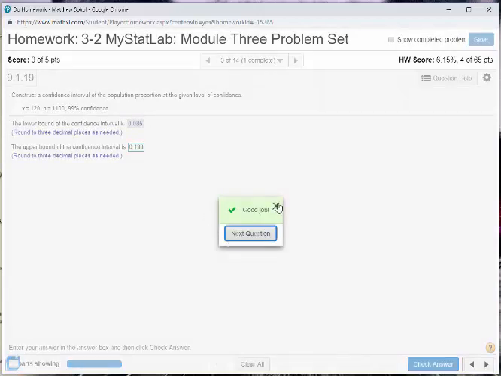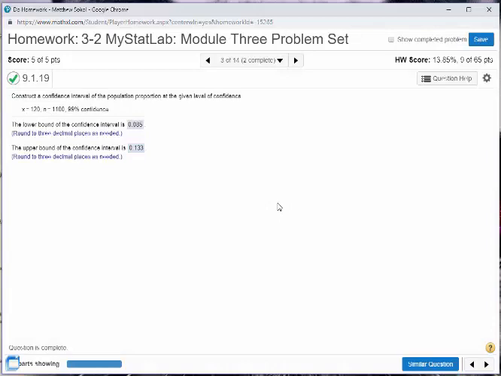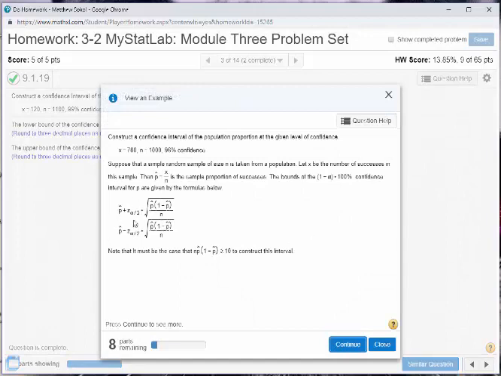So notice how StatCrunch did this so quickly for you, right? If you go through the question help, like view an example, you'll see that they'll ask you to use these formulas here for finding the confidence interval, which you absolutely can. I just wouldn't recommend it. I think using StatCrunch was a lot easier.